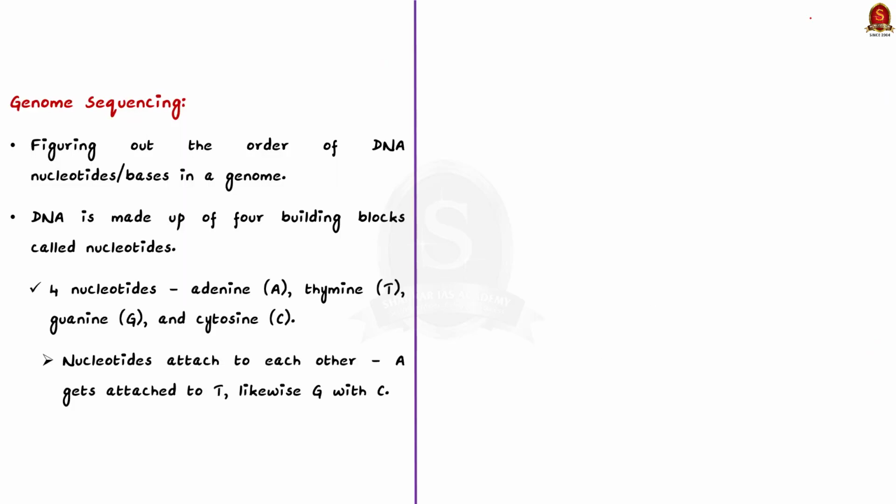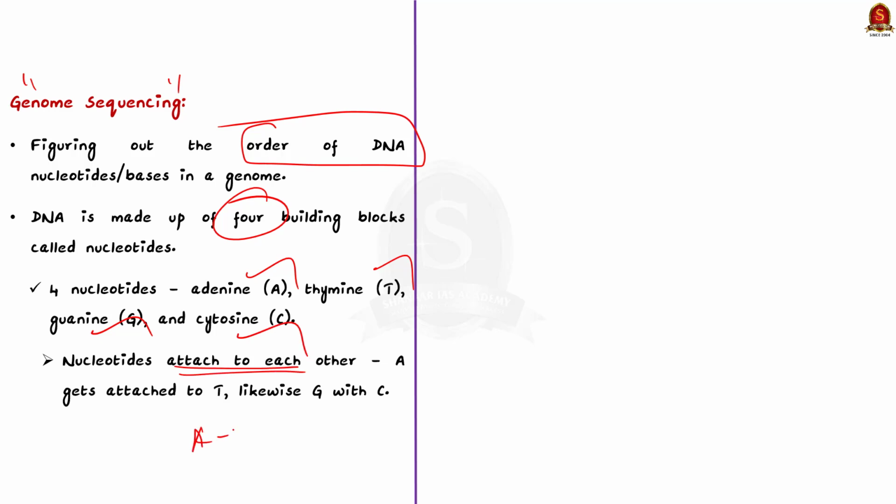Genome sequencing is nothing but figuring out the order of DNA nucleotides or bases in the genome. As you all know, DNA is made up of 4 building blocks called nucleotides. These 4 nucleotides are adenine, thymine, guanine and cytosine. And these nucleotides attach to each other. That is, A gets to attach to T, likewise G with C. They get attached to each other to form chemical bonds called base pairs.